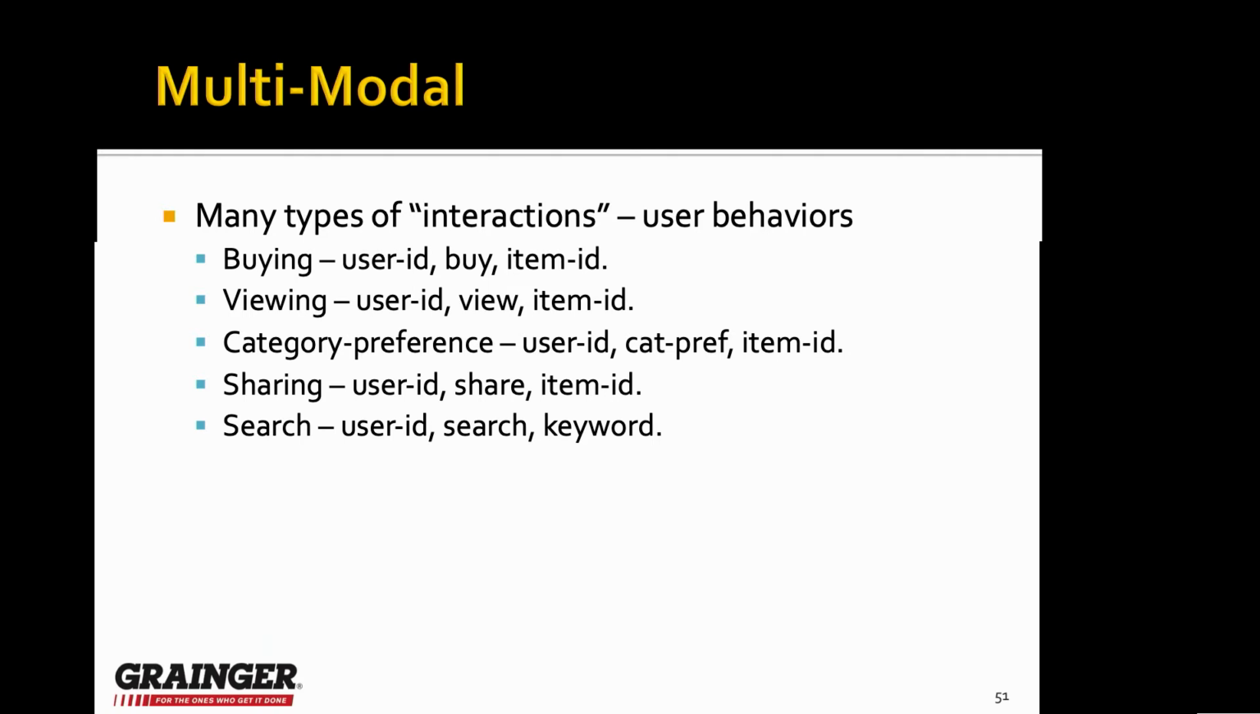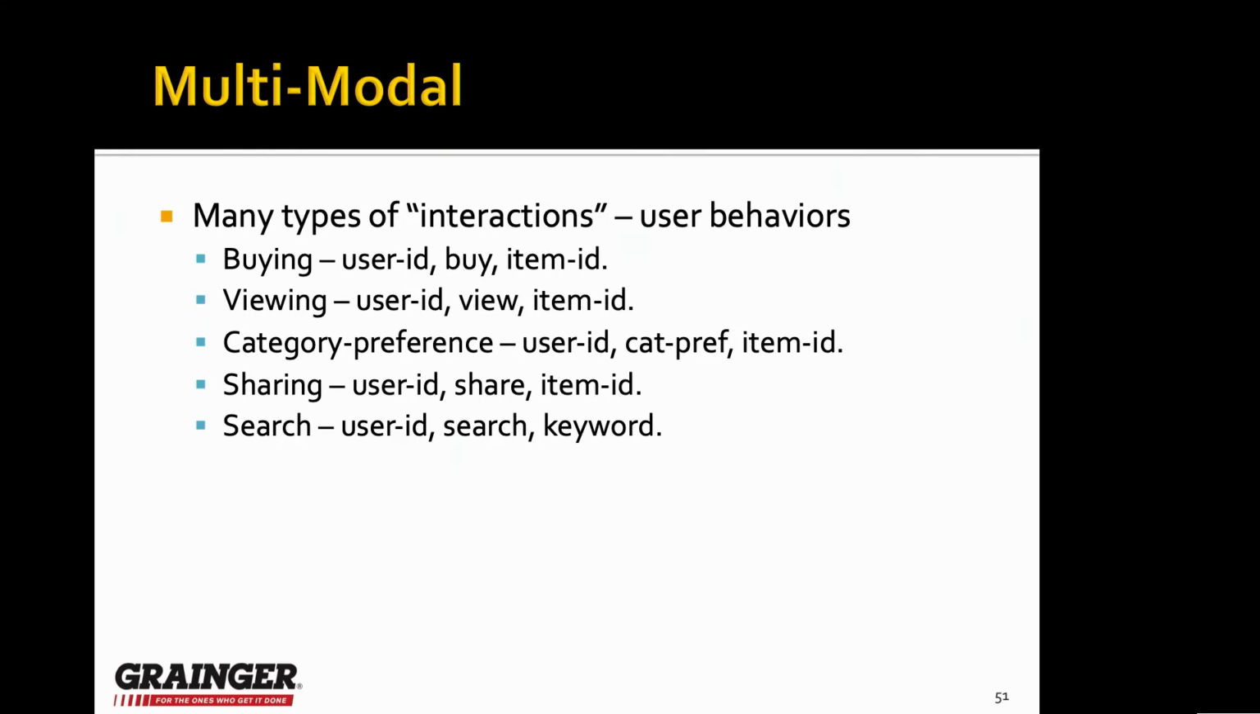They might view something. They might have a category preference. Maybe they spent all their time looking in a certain category. They might have shared something. They might have done a search. So it turns out even on a simple website, there's a lot of interaction information that we can use to help us figure out exactly what a recommendation would be.